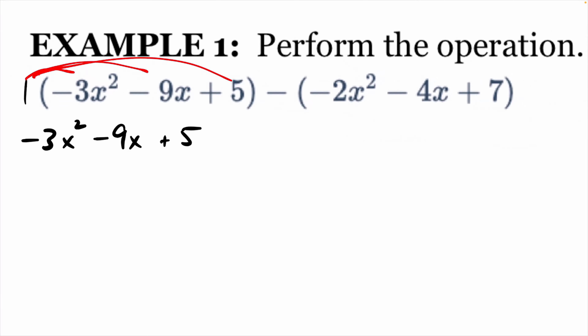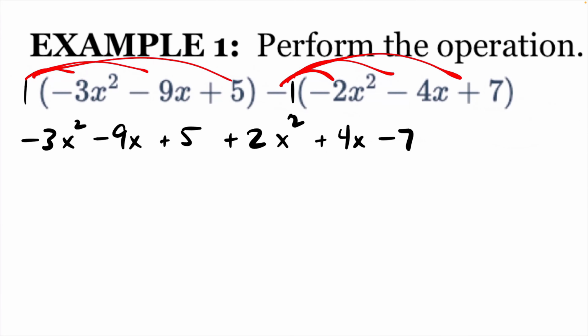What am I going to distribute? Negative 1 this time, not a positive 1, a negative 1 because it had a minus. So you're going to do the same thing. Negative 1 times negative 2 makes positive 2, x squared. Negative 1 times negative 4 makes positive 4x. Negative 1 times positive 7 makes negative 7. No more parentheses.